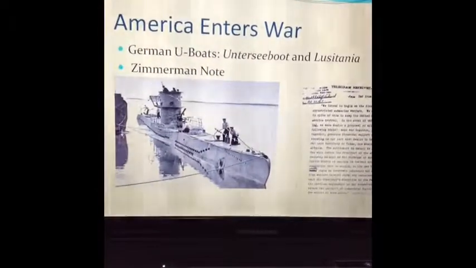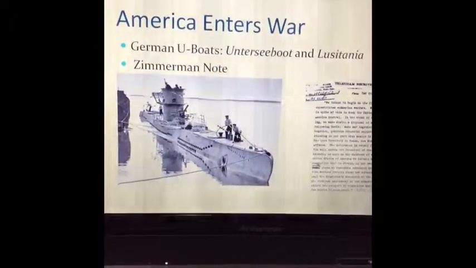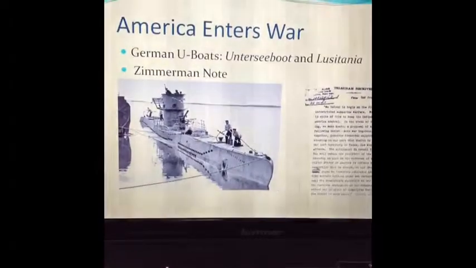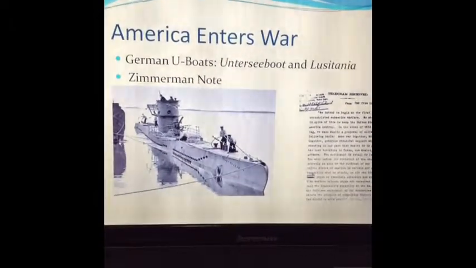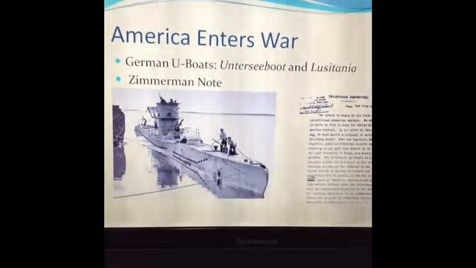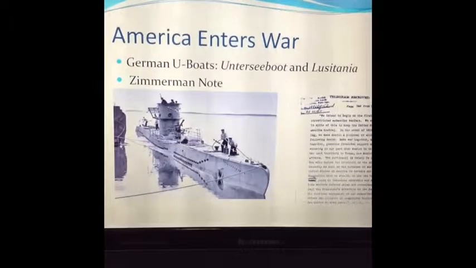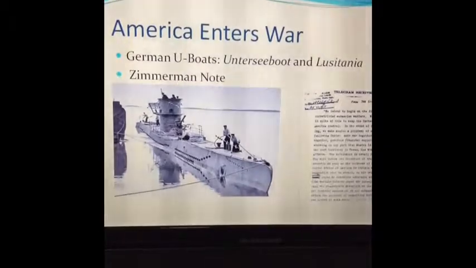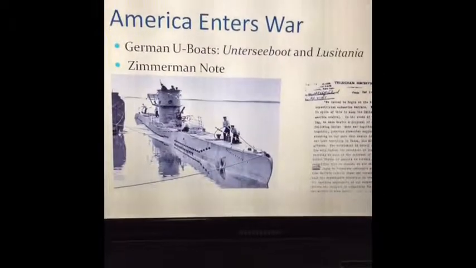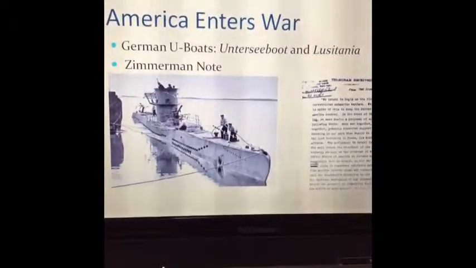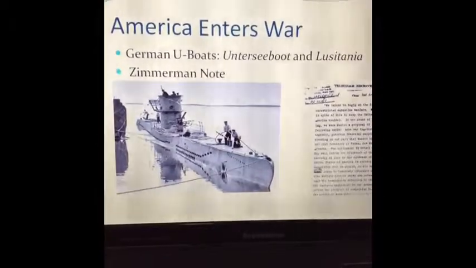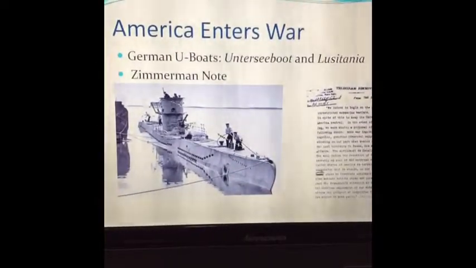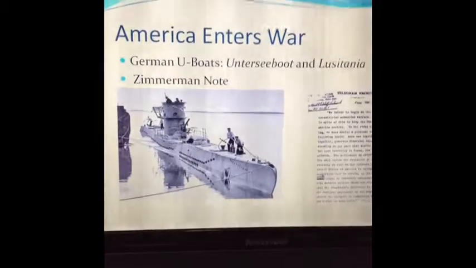Although America claimed its neutrality for the beginning of the war, they eventually entered the war on April 2, 1917. The two main things that caused them to enter the war were the German U-boats and the Zimmermann Note. German U-boats were boats designed to sink British ships and goods so that all their supplies would be cut off. However, the German U-boats also sunk many American ships and took many American lives.